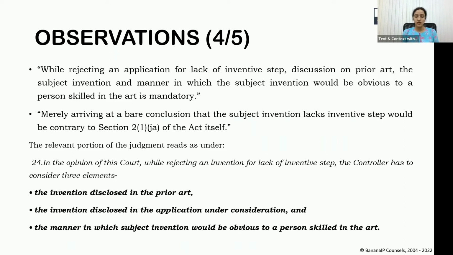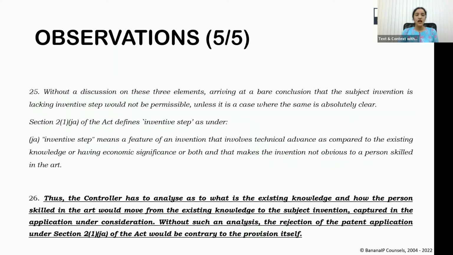In the opinion of this court, while rejecting an invention for lack of inventive step, the controller has to consider three elements. First is the invention disclosed in the prior art, the invention disclosed in the application under consideration, and the manner in which subject invention would be obvious to a person skilled in the art. The second important paragraph was, without a discussion on these three elements, arriving at a bare conclusion that the subject invention is lacking inventive step would not be permissible unless it is a case where the same is absolutely clear.